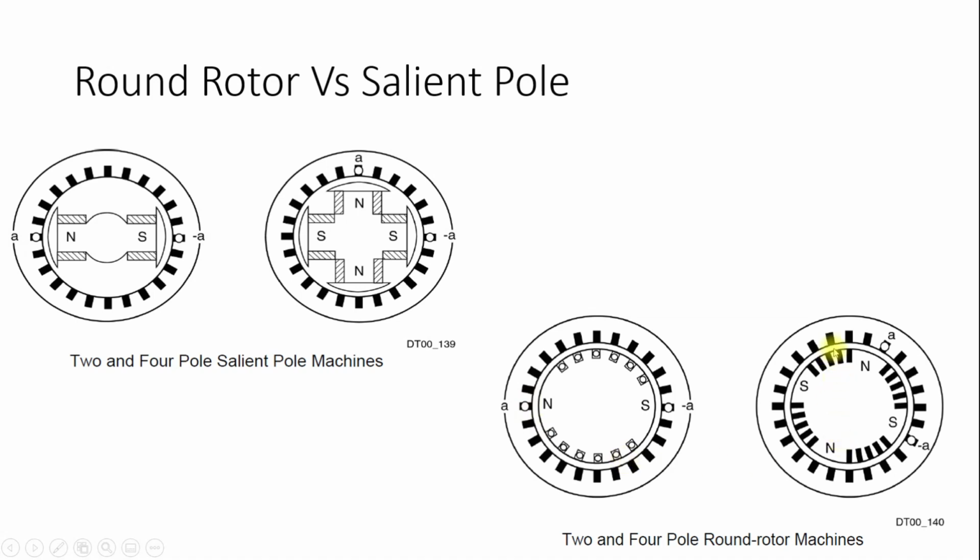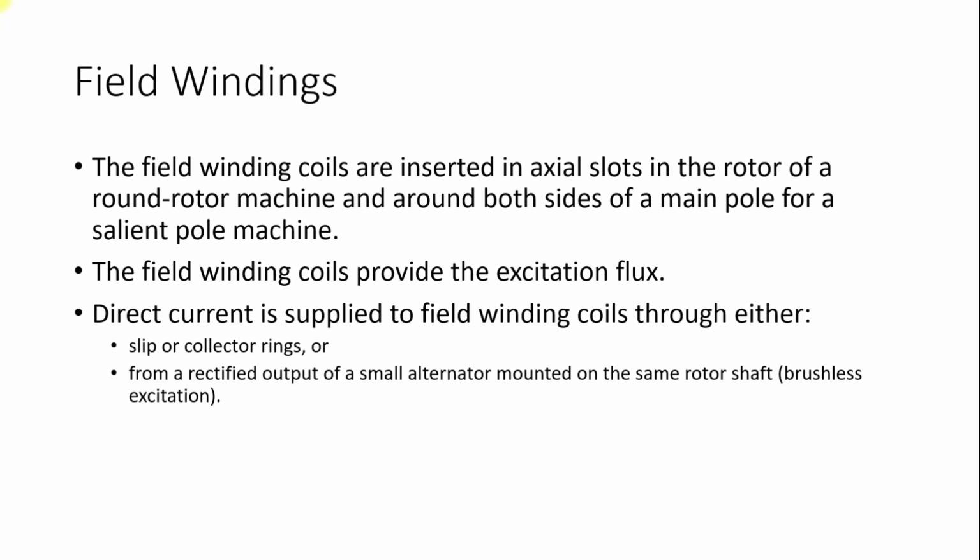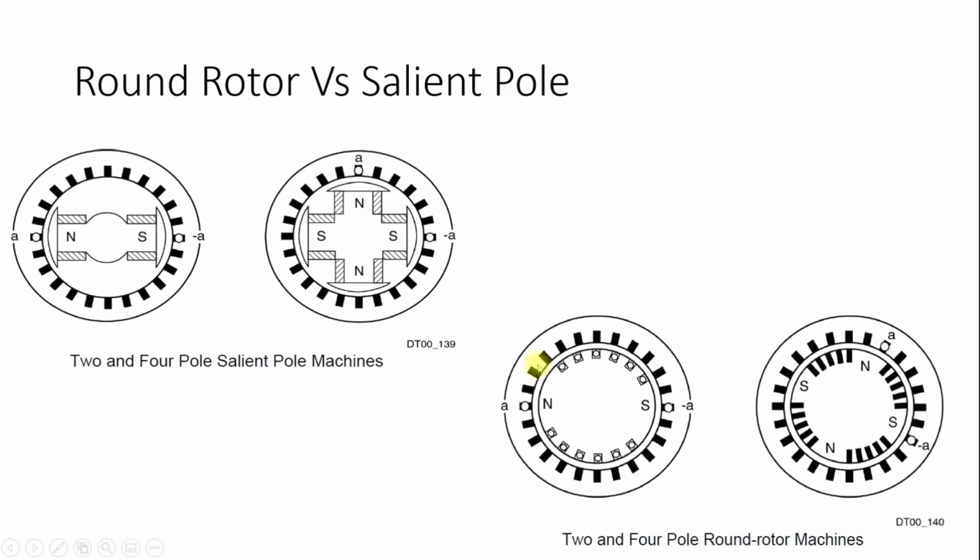So in this case the flux density will be uniform, whereas in the salient pole case the flux density will be different, so we typically get a non-uniform flux density when we talk about the salient pole rotor. Field winding: the field winding coils are inserted in axial slots in the rotor of a round rotor machine, and around both sides of a main pole for a salient pole machine. As we said before, in the round rotor it is going to be here, whereas in the salient pole it is going to be in these slots. These are the axial slots, and the windings are going to be here.